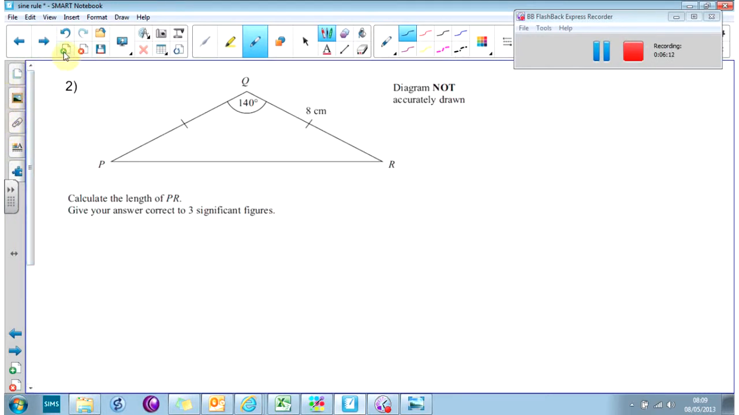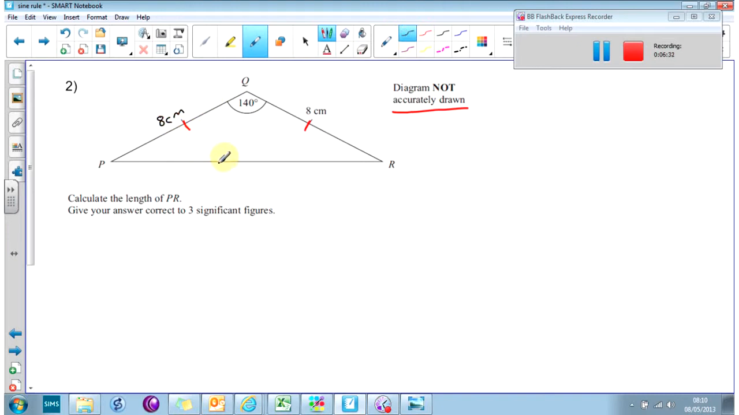Okay, so this is off a fairly recent exam paper, and when you look at this, the first thing you should notice is it's not accurately drawn. That's telling you not to bother measuring anything, so don't get out your ruler. And then there's these two little lines. That's telling us that it is an isosceles triangle, which means that this must be 8 centimeters.